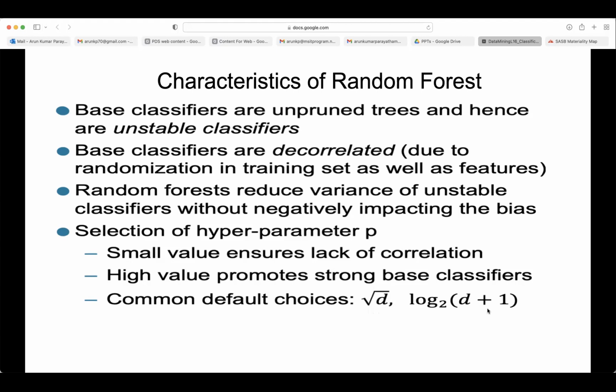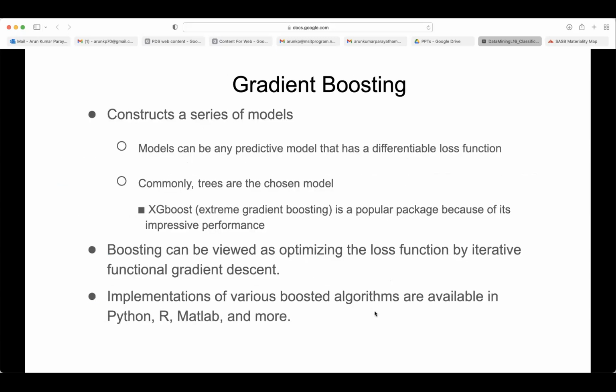Then log of D plus 1 is another method. Which one is more, root D or log D plus 1? Base 2. How do you convert root D? Log of root D. Log of x squared is 2 log x, right? The power will come. So applying log to root D gives 1 by 2 log D.